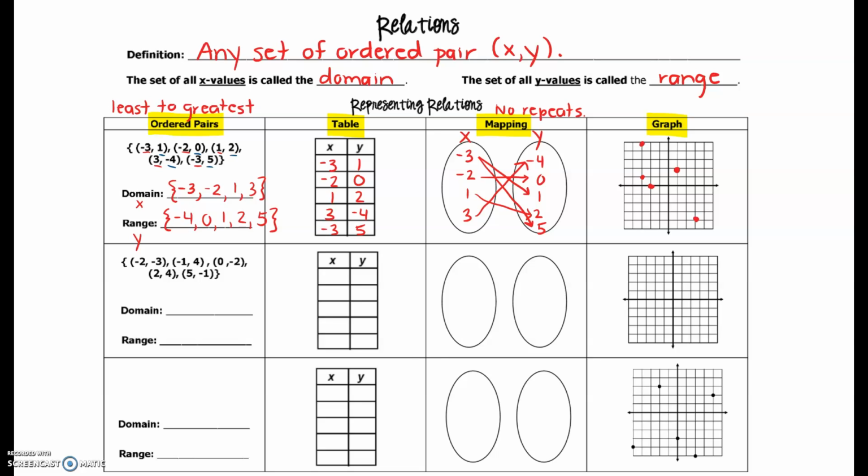Okay, now the next one is set up in a very similar way. If you want to take a minute and pause the video, now would be a good time to do that and give this second row a try all on your own.